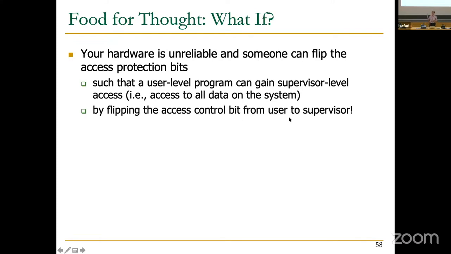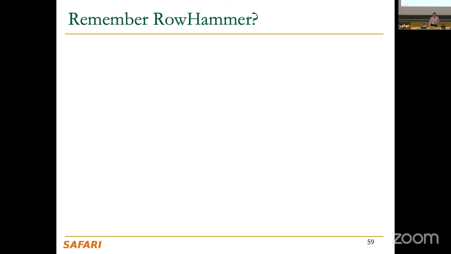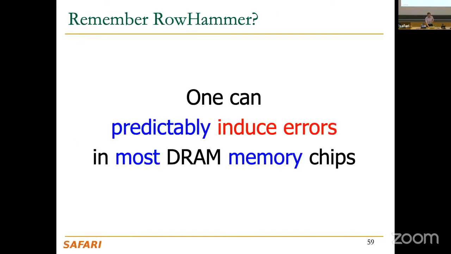That's one way to do it, right? You somehow flip the access control bit on your page table entry to supervisor, and you have access to your page table, because this page table entry may be pointing to your page table, right? Makes sense. I'll give you an example. Can this happen? Well, since you know about RowHammer, you know that this could happen, right?